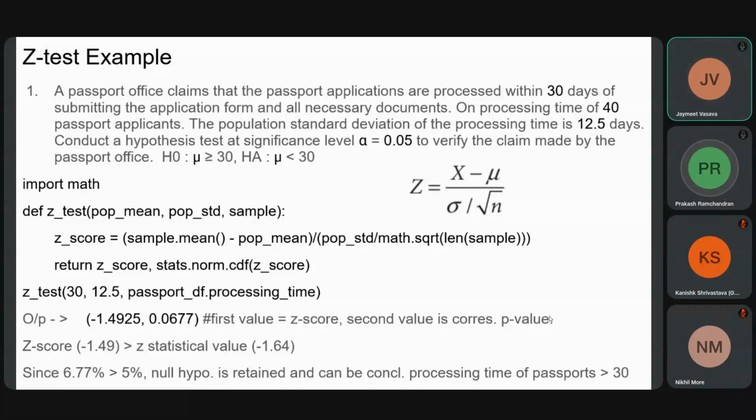Okay, got it. So you are only processing... if we have taken, let's say, 36, then it will be square root of n, so 6, and the calculation will be based on that. Okay, I got confused. So the processing time is 40 passport applicants you have taken anyway, correct? Yeah, it's not 30. Okay, got it. It was a bit confusing, so thank you for the clarification.